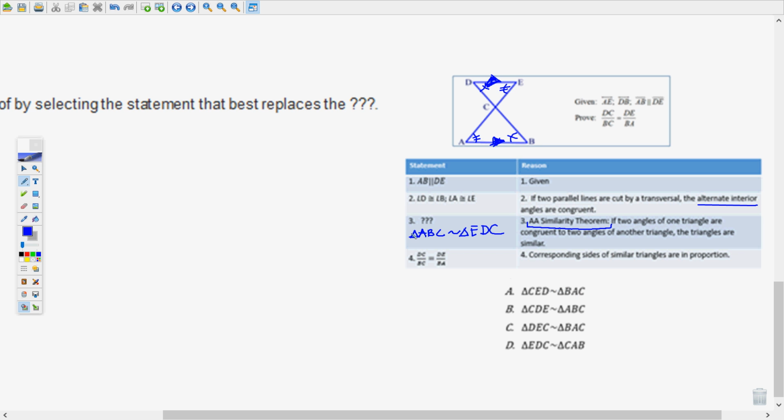So we want to find the one that has that correspondence. A with E, B with D, and C with C. And looking down here, the only one I see like that will be the letter C. D matches up with B, E with A, and C with C. So answer C is your answer here.